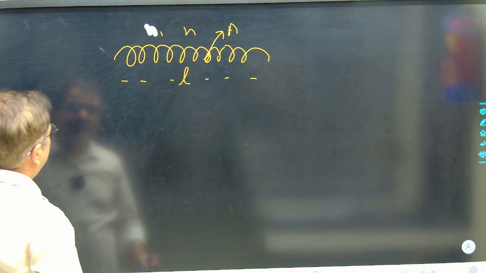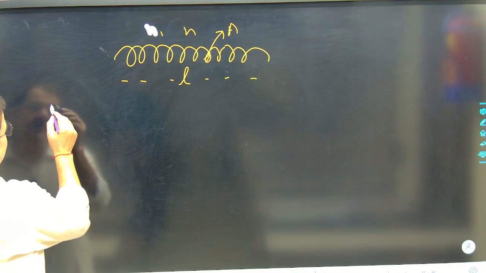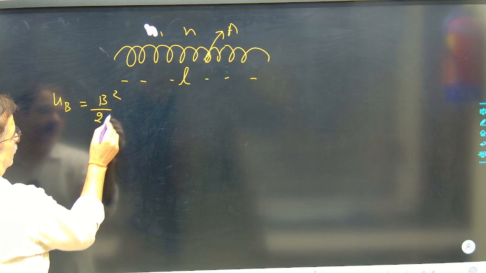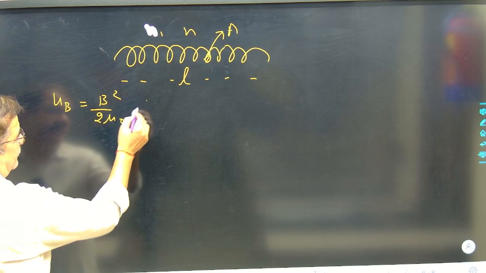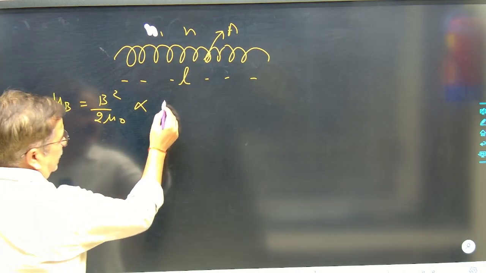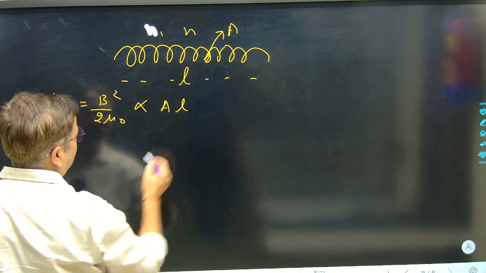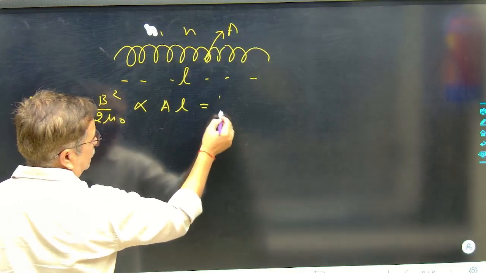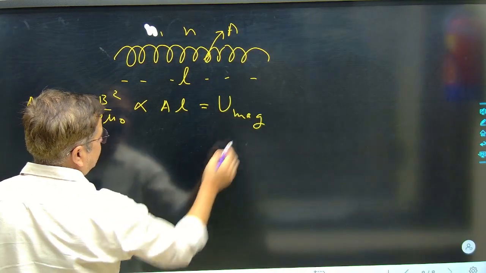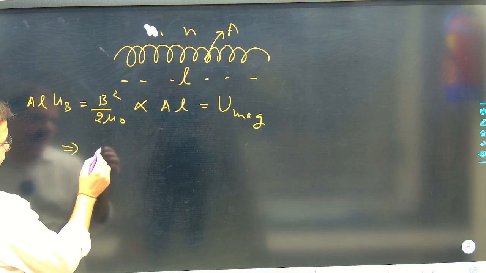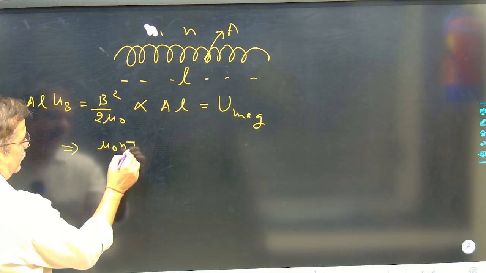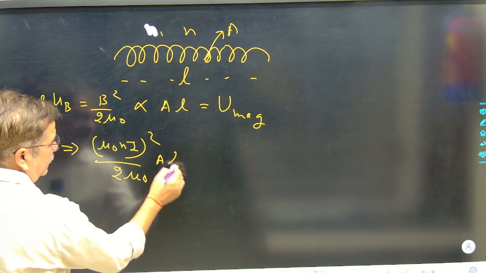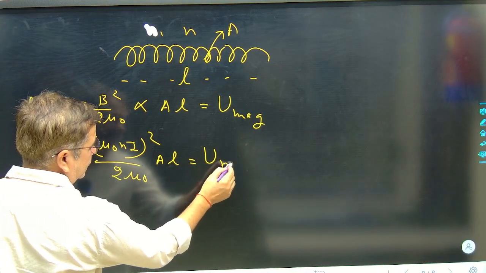Suppose it like this. I said that the energy density UB is B square by 2 mu naught. Now if I multiply with the volume of solenoid, it is A into L, area of cross section into total length, this will be the total energy, U magnetic, for the arrangement. Now if I put the values, what I get: mu naught N into I whole square by 2 mu naught into A into L, that is U magnetic.